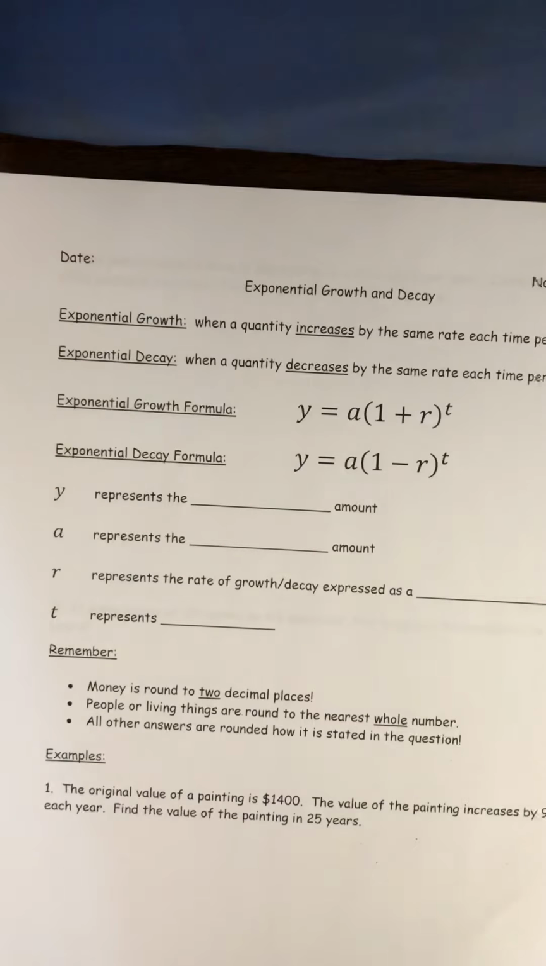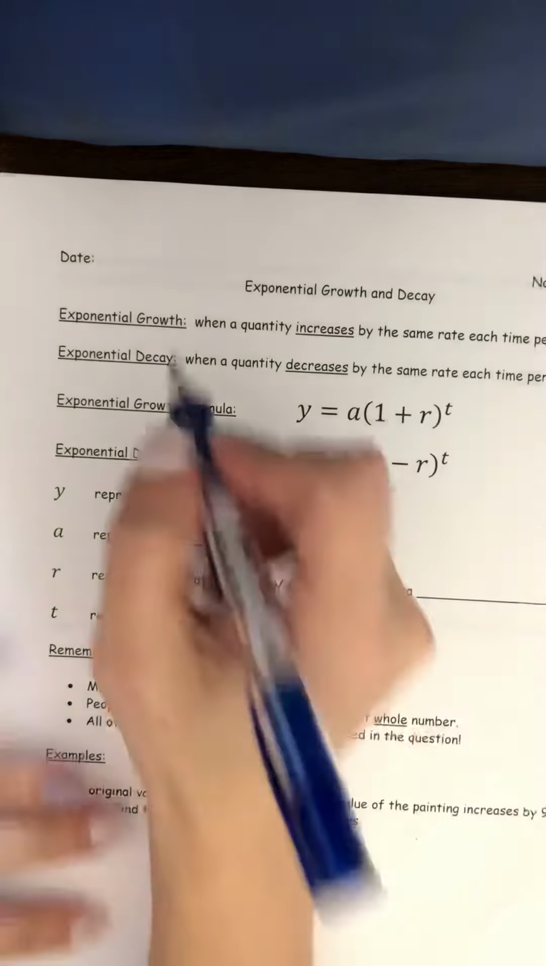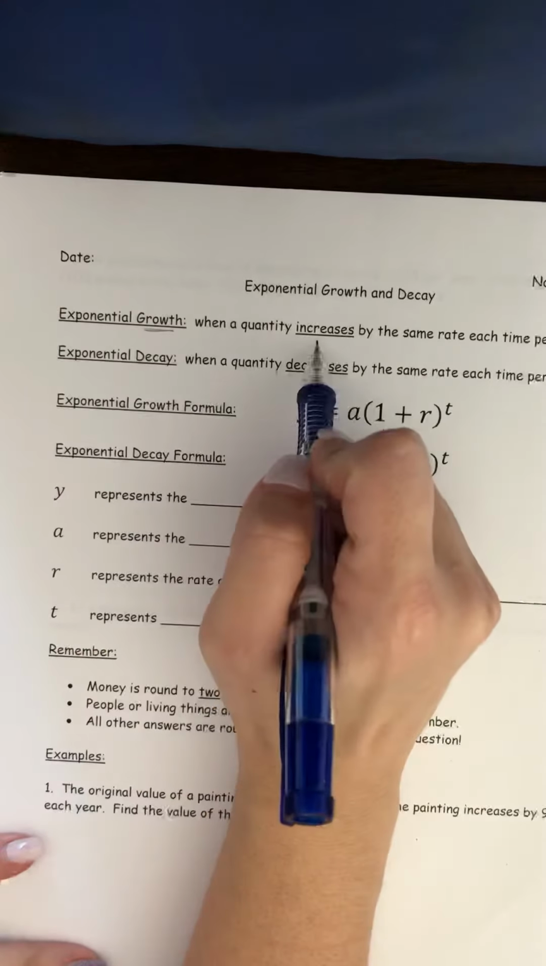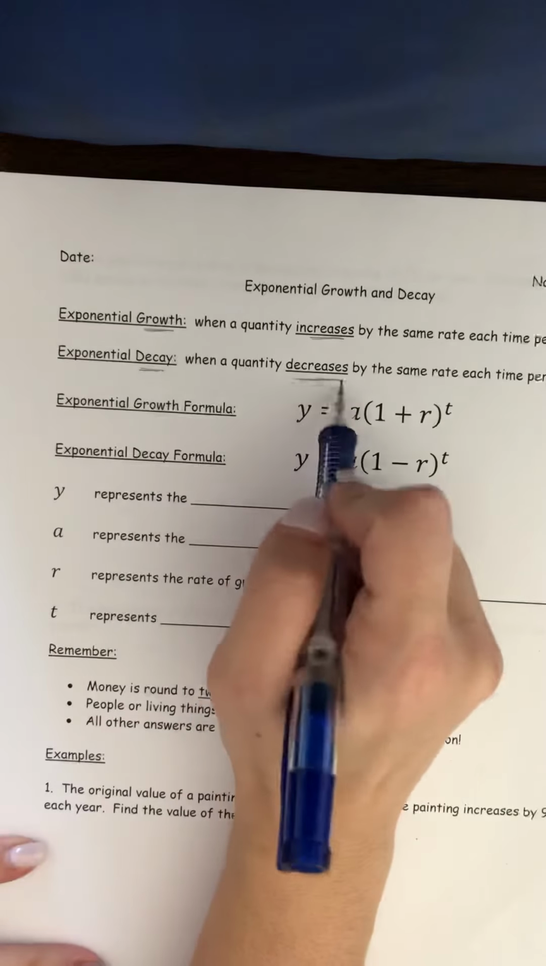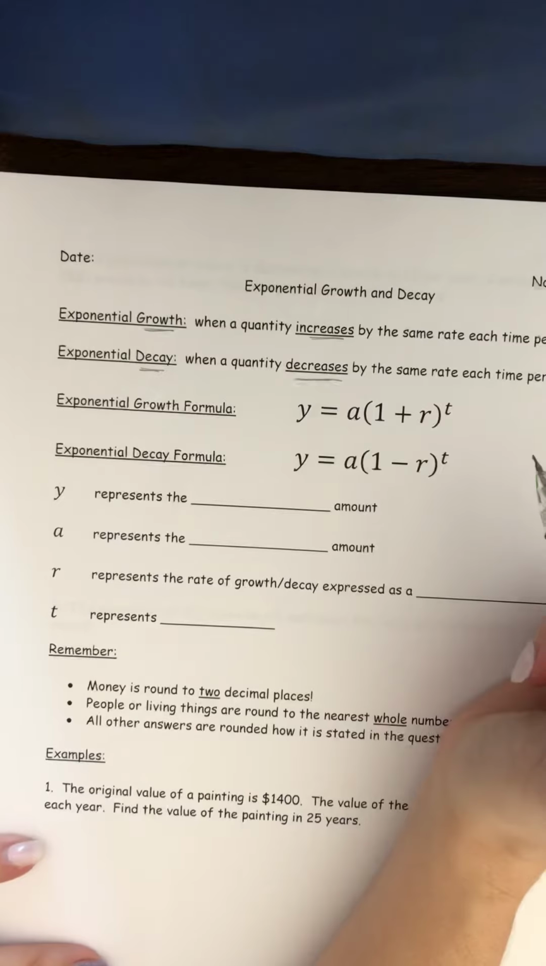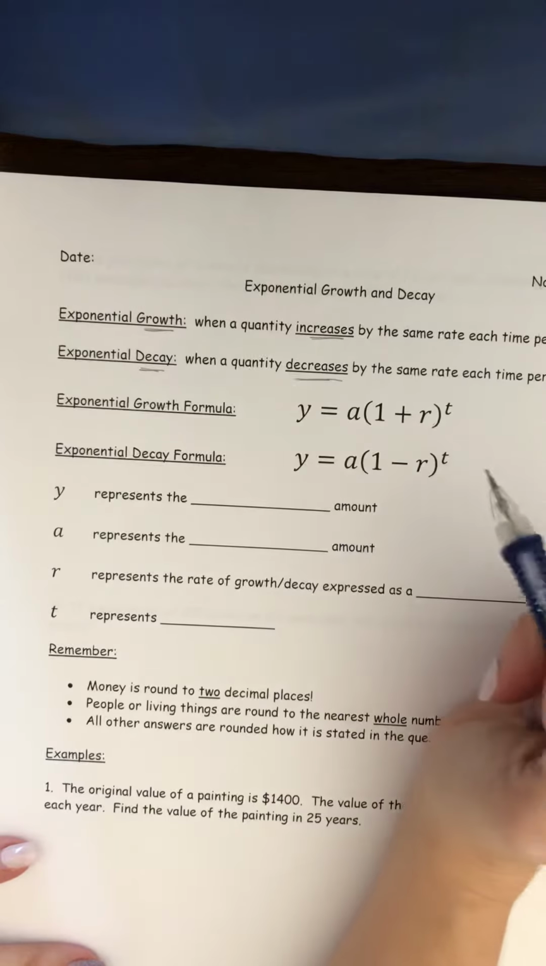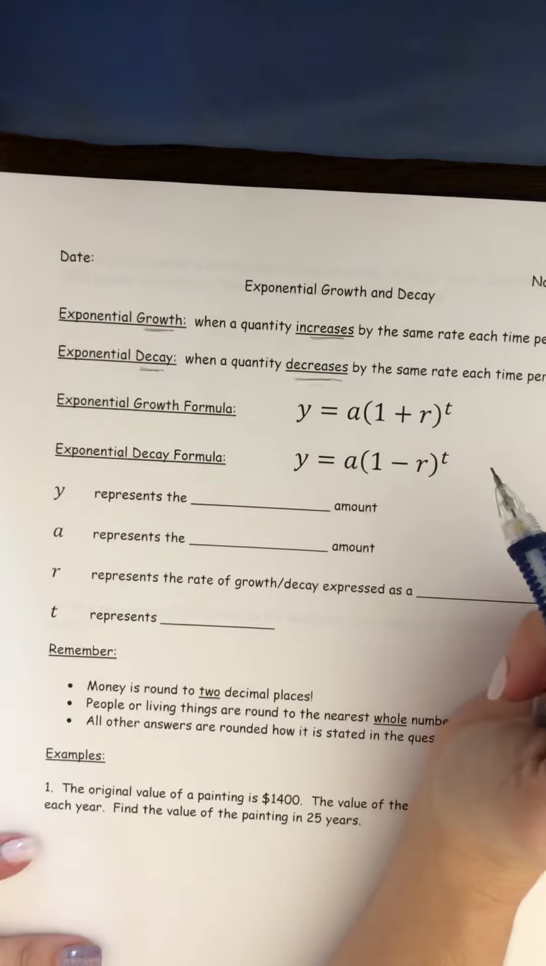Today's notes are on exponential growth and decay. Exponential growth is when something is increasing. Exponential decay is when something's decreasing. So the graphs that we learned about yesterday were exponential. Some were growing and some were decaying.